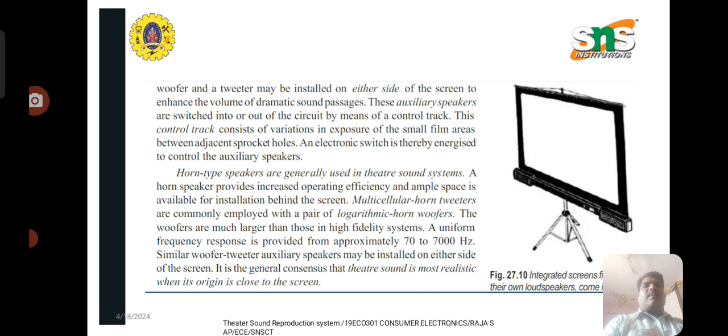The woofers are much larger than those in high fidelity systems. A uniform frequency response is provided from approximately 70 to 7000 Hz. Similar woofer and tweeter auxiliary speakers may be installed on either side of the screen. It is the general consensus that theatre sound is most realistic when its origin is closer to the screen.